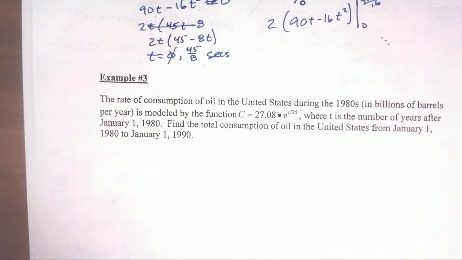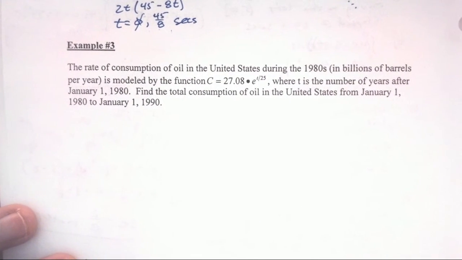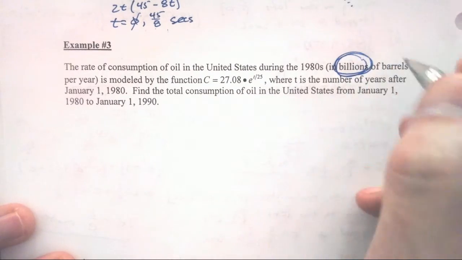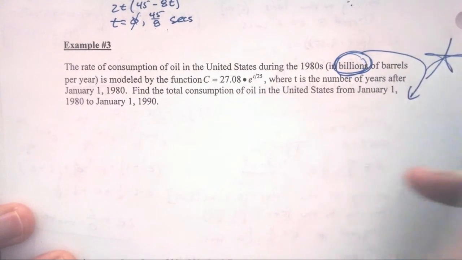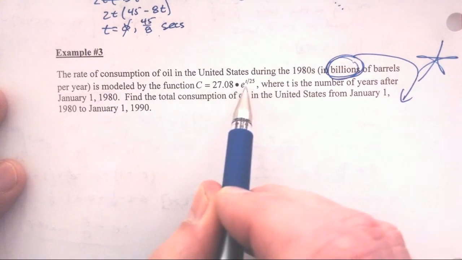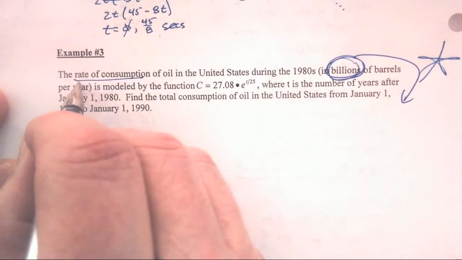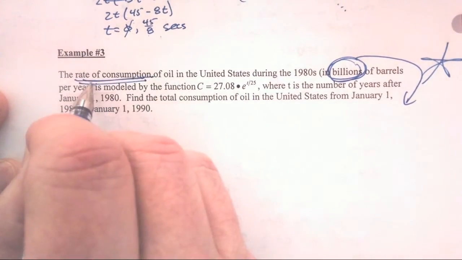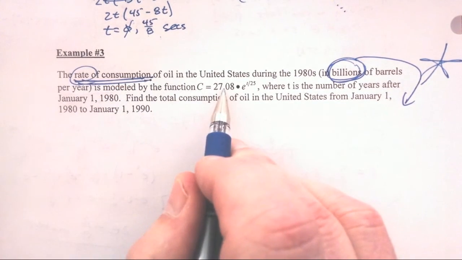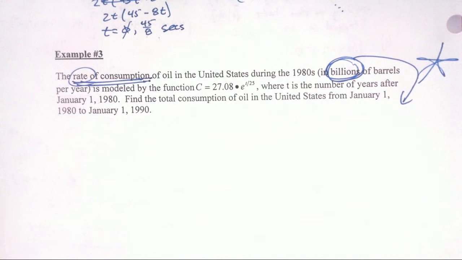Number 3, the rate of consumption of oil in the United States during the 1980s, in billions. Wow. I put a little parenthesis there, but that's a biggie. I'm going to make sure I don't forget and leave an answer like, oh, it's 2.7, when it's really 2.7 billion, because there's a difference. All right. It's modeled by this function. Okay, the rate of consumption. The rate. This is a derivative of position. This is our velocity. That's how fast it's happening.